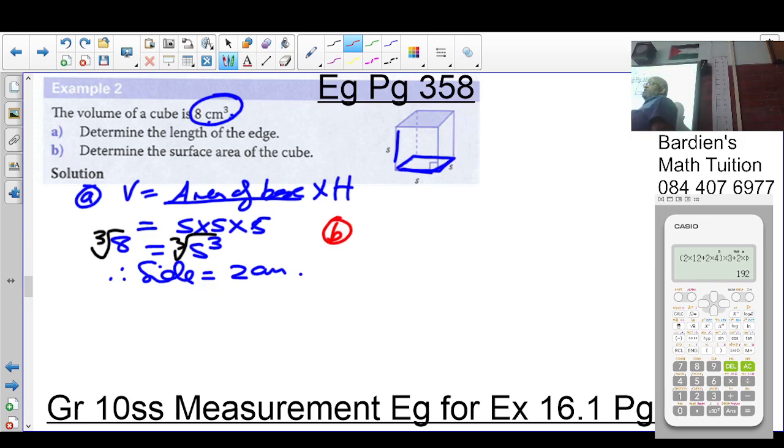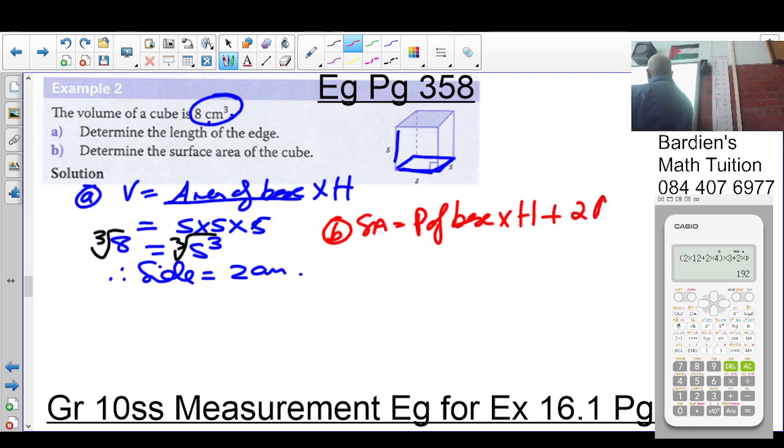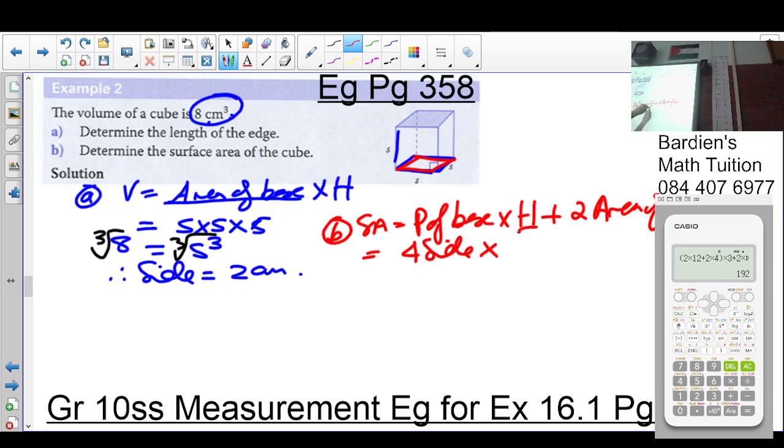Determine the surface area of the cube. How do you calculate the surface area? Perimeter of base times height plus 2 area of base. So how do you calculate the perimeter of a square? 4 times side, times the height of the shape, which is another side, plus 2 times the area of the base. Side squared, side times side.